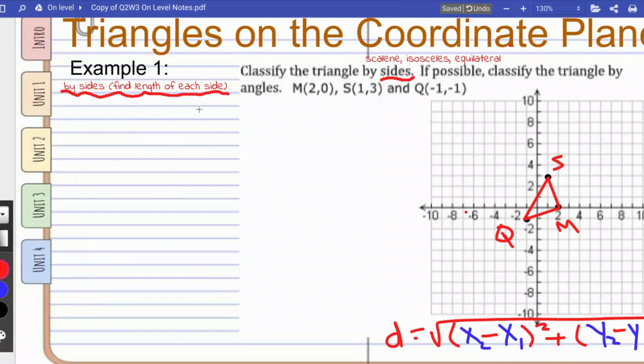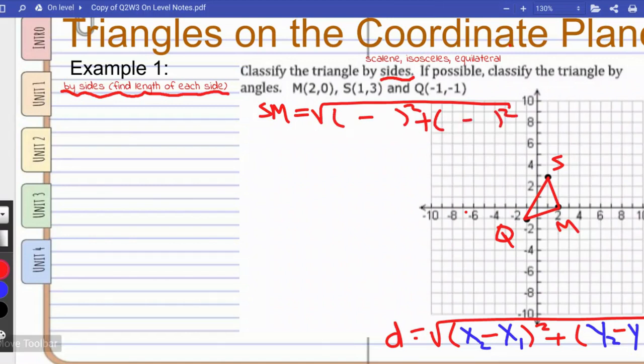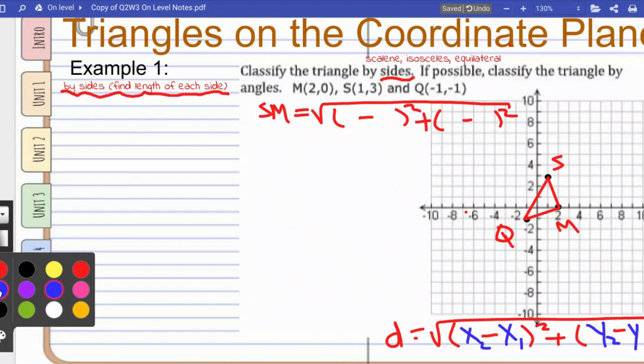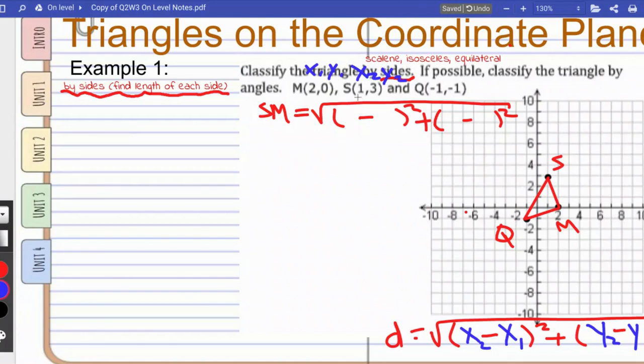So let's do SM first. On the distance from S to M, this is the square root of, we're just going to plug things into the formula. So I'm going to just go with the M, make that my X1, Y1. And the S can be my X2, Y2. So it's X2 minus X1. So X2 is going to be 2, and 1 is going to be my X1. So it's going to be 2 minus 1.